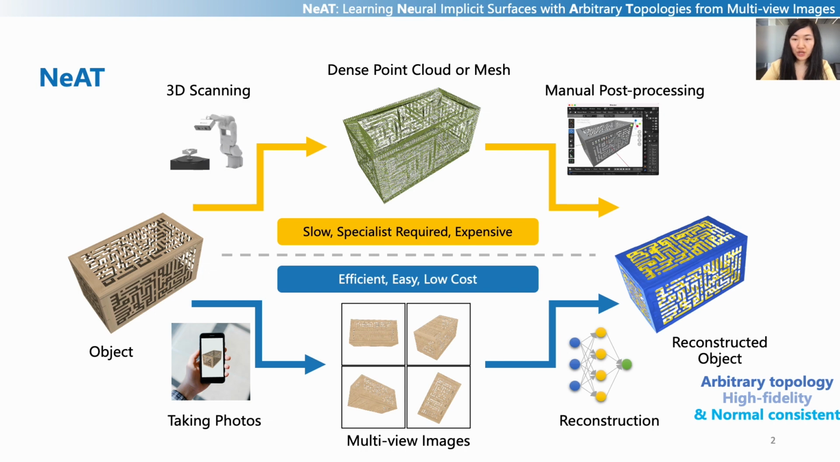Here I'm glad to present our work, NeAT: Learning Neural Implicit Surfaces with Arbitrary Topologies from Multi-View Images. Our goal is to learn geometries with both open and closed surfaces from multi-view images, and export high-fidelity and normal consistent meshes from the neural representations. This provides a promising alternative for learning 3D shapes directly from 2D images without 3D data.